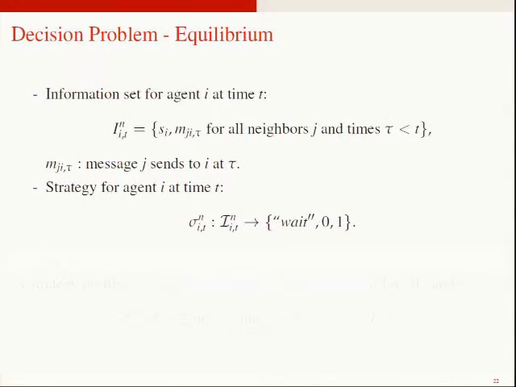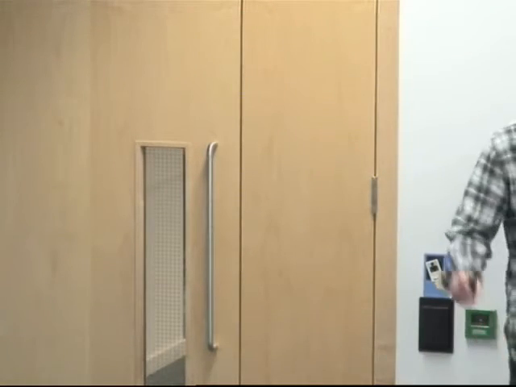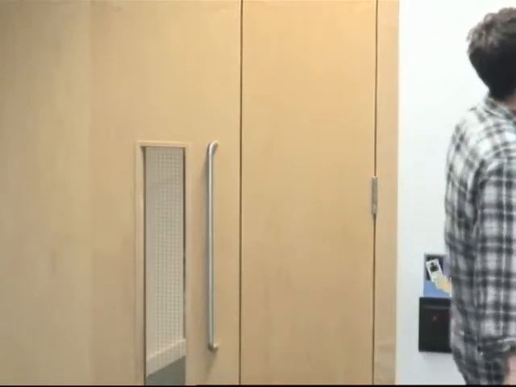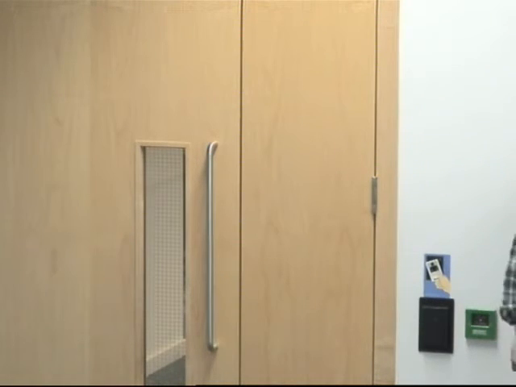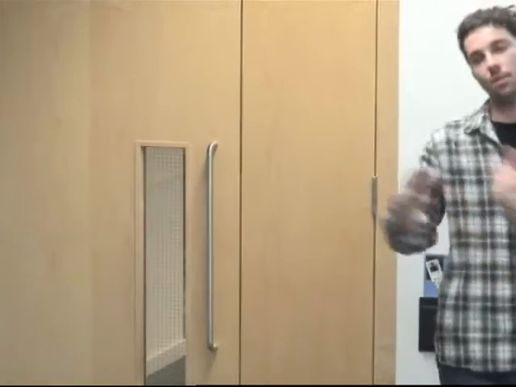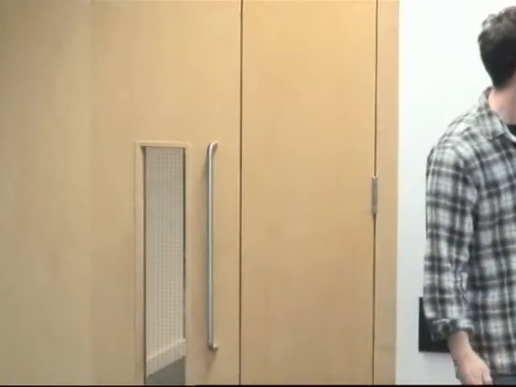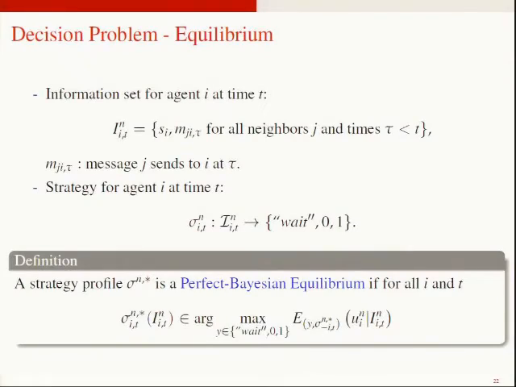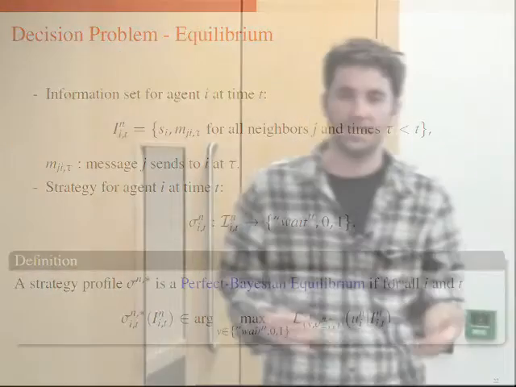Okay, so the information set for an agent at time t is simply my signal and what messages I've gotten from my neighbors up to that point, okay? And the strategy is a mapping from my information set to the set of actions, okay? And the equilibrium concept we adopt is that of perfect Bayesian equilibrium that simply states that at every time period I'll take the action that maximizes my expected utility given my information set and given what others are doing, okay?